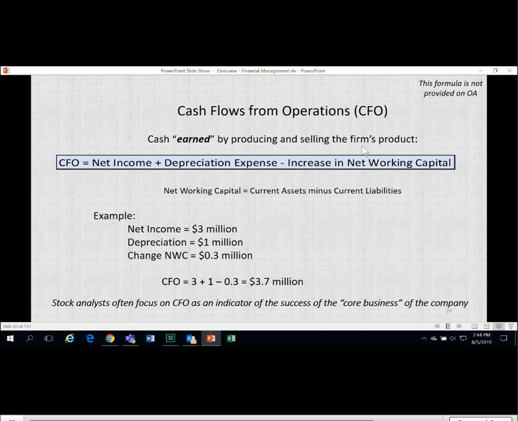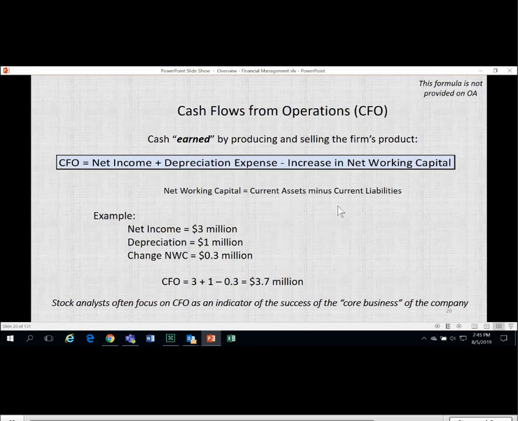Okay, here we are again. Remember, cash flow, net income. You have to add in depreciation expense because that's that non-cash item that we subtracted in order to calculate net income. And we know that if net working capital increases, that's a cash outflow. So we have to subtract any increase in net working capital. Again, remember, net working capital is current assets minus current liabilities.